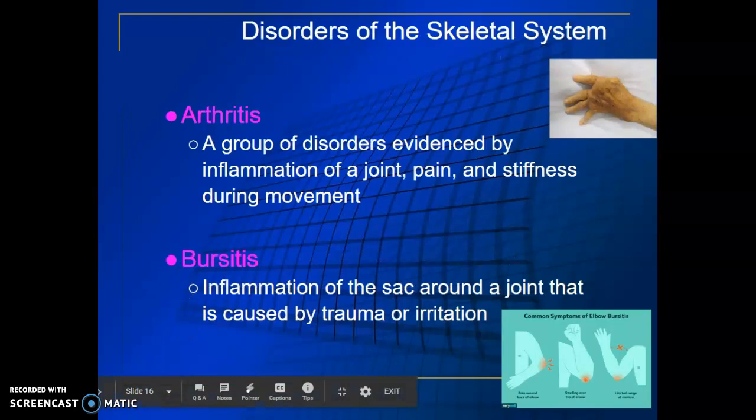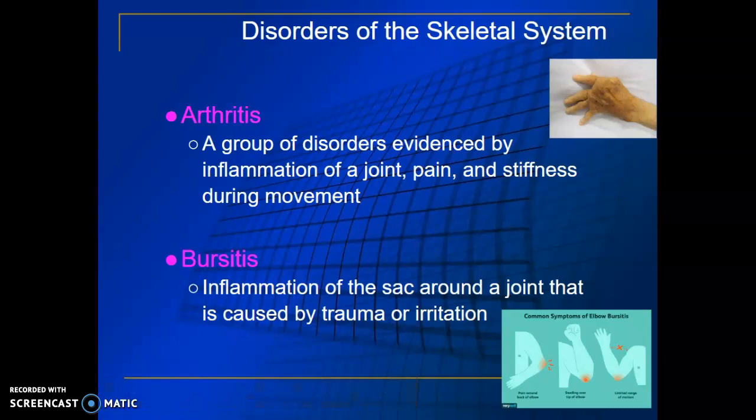So here's some disorders of the skeletal system. You have arthritis, where there's inflammation and pain in the joint, and often a lot of stiffness. And you'll see that that's a picture of an arthritic hand, that you'll see elderly people start to get knobs around their knuckles, and their hand starts to get misshapen. It's a sign of the inflammation process and arthritis.